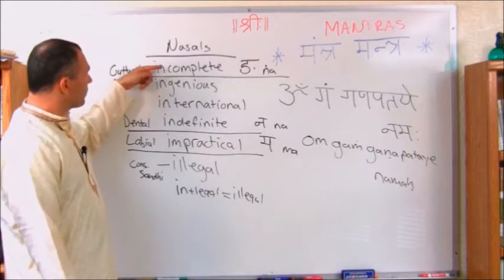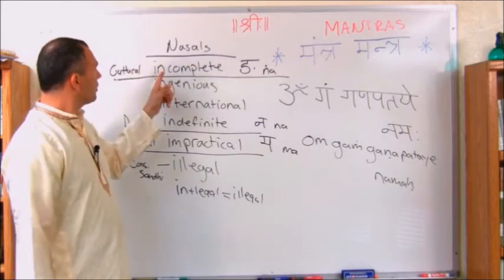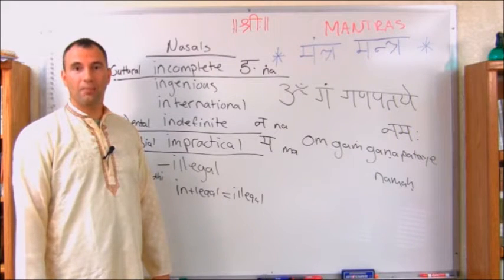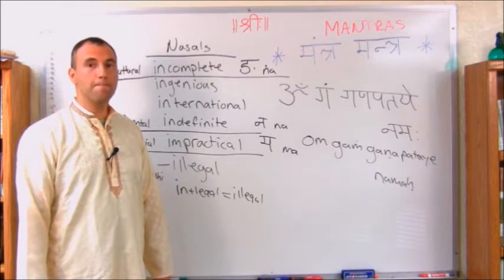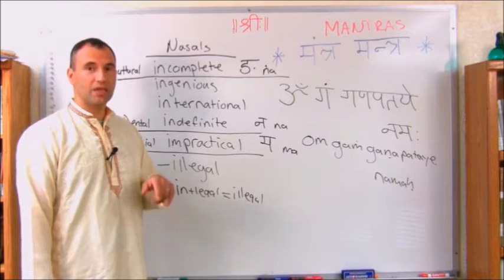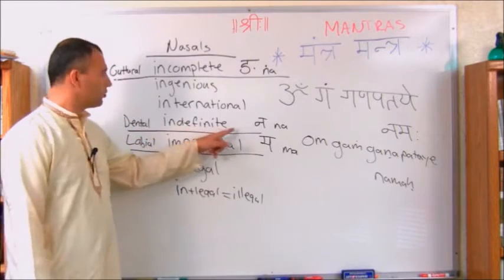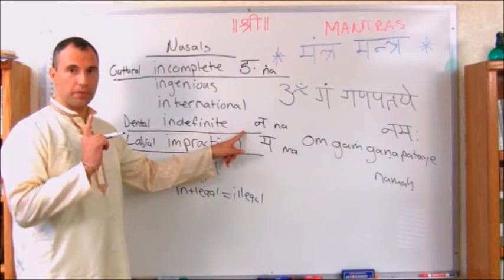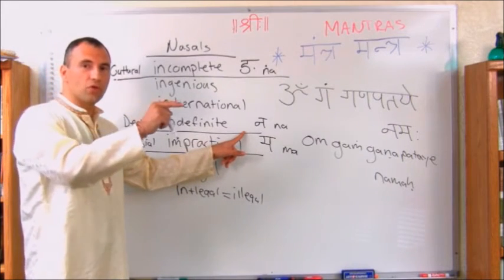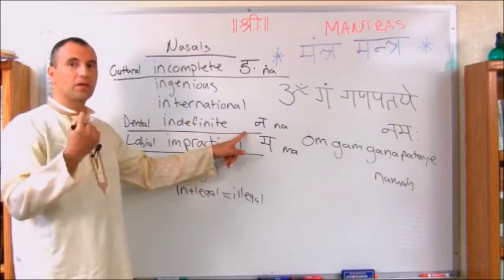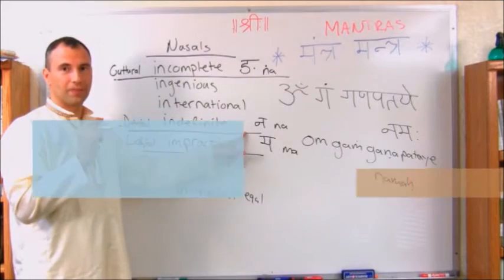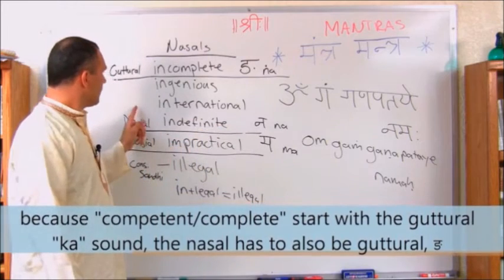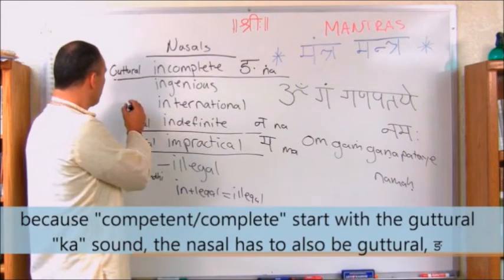So let's go back from the beginning. The guttural row, here's an example. Incomplete. Okay? Incompetent. You're not saying it with the dental n. Incompetent. Try to say that. Incompetent. Notice that your tongue has to go forward, n, and then back to k. Incompetent. You see that? Incompetent.